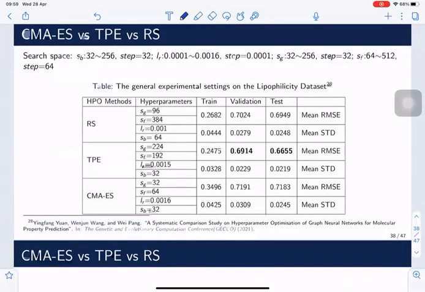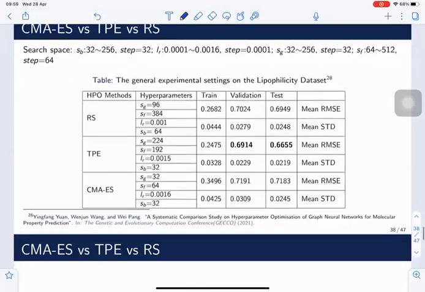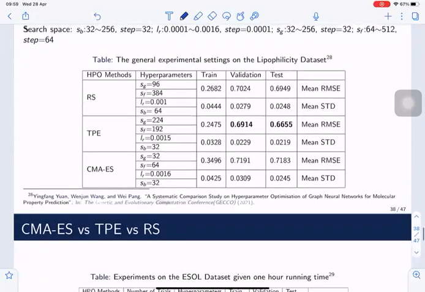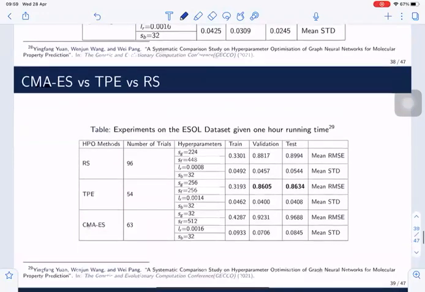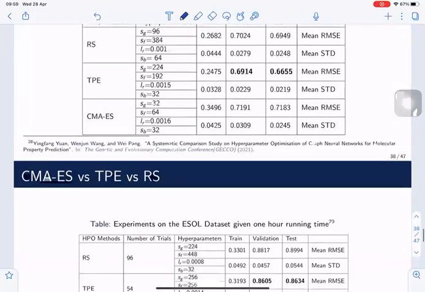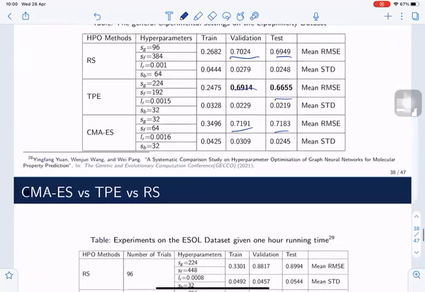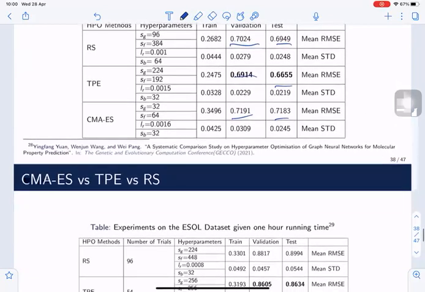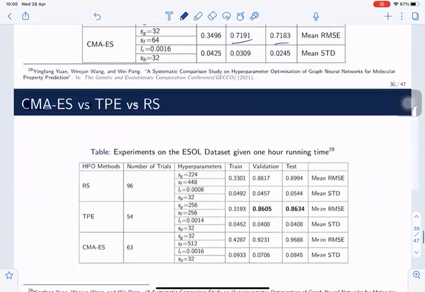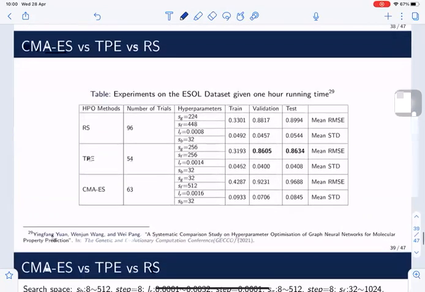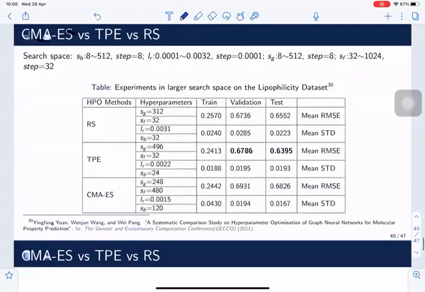And this is the experiment data from a systematic comparison study about CMA-ES, TPE and random search. One thing I need to mention is that random search, even though simple, sometimes achieved comparable performance against TPE. But anyway, TPE always achieved the best performance in all experiments.